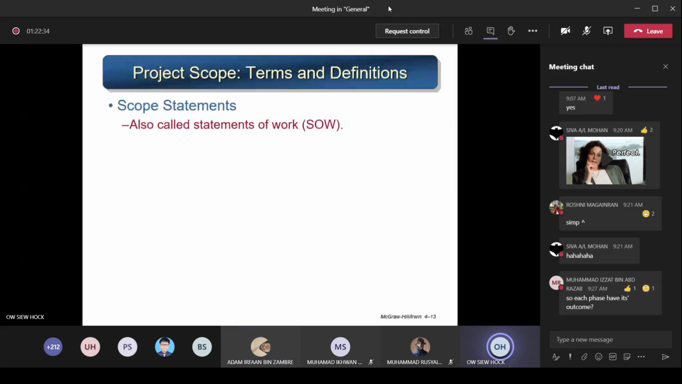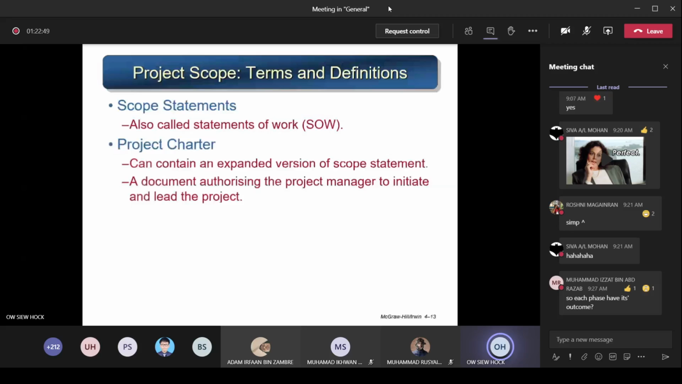So next, the project scope, the terms and definitions. This scope statement that you define, there's another term they call a statement of work, in short form SOW. So there's another term for the project scope statement. There's one more term called the project charter. This project charter can contain an expanded version of the scope statement.